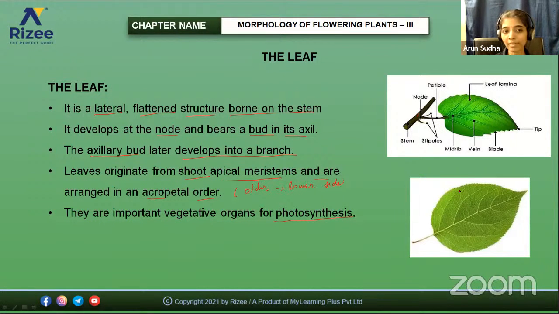So what is a leaf? It is a lateral flattened structure born on the stem. It develops at the node and bears a bud in its axil, and this bud later develops into a branch, and they are arranged in acropetal order, and they are the important vegetative organs for photosynthesis.